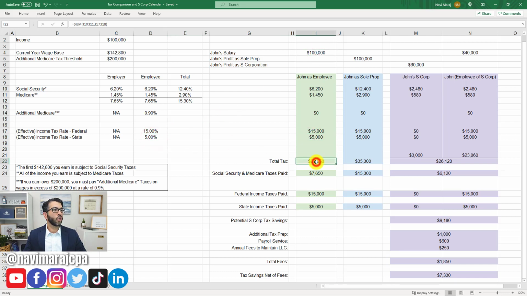So the total tax paid is $27,650. And we break that out here. The Social Security and Medicare portion is $7,650, the federal income tax is $15,000, and the state income tax is $5,000. The total tax is $27,650. Hopefully you're still with me.